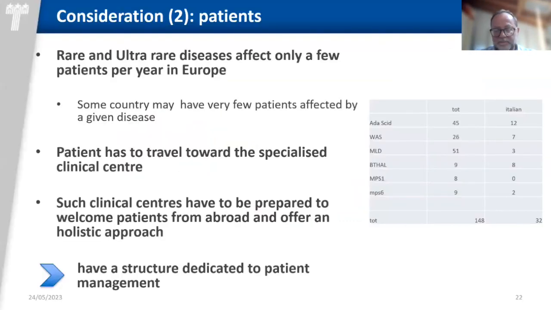So let's try to summarize again which are the considerations for the patient. Rare and ultra-rare diseases are very rare. In some countries in Europe, for example, there may be very few patients affected by a given disease. So again, if we come back to the previous section, it doesn't make sense to have a specialized center there. So again, patients have to travel to the specialized clinical center.